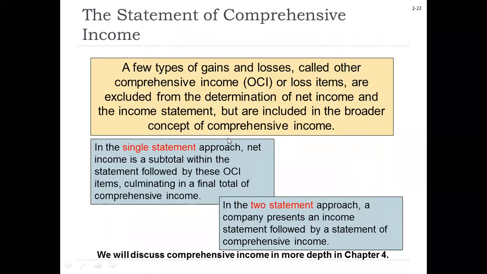Statement of comprehensive income. There's a few types of things that are kind of like special cases, and those go into what's called other comprehensive income. Those special items are not included in the calculation of net income, but they're shown separately. So just be aware of that general concept. Now we're going to talk more about other comprehensive income in a subsequent chapter.